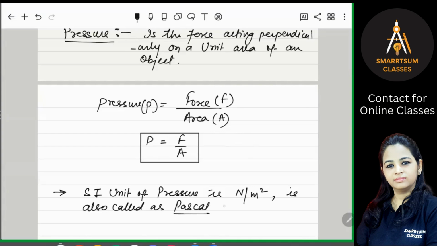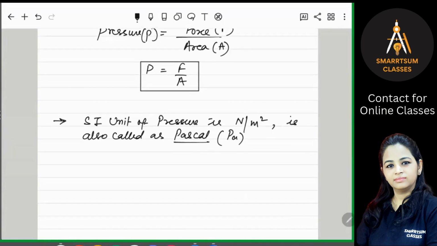What is it called as? Pascal, right? Denoted by P and small a, right? So what is the unit of pressure? It is pascal, and it is named after the scientist Blaise Pascal. So 1 pascal, 1 Pa, is 1 Newton per 1 meter square. Is that clear?